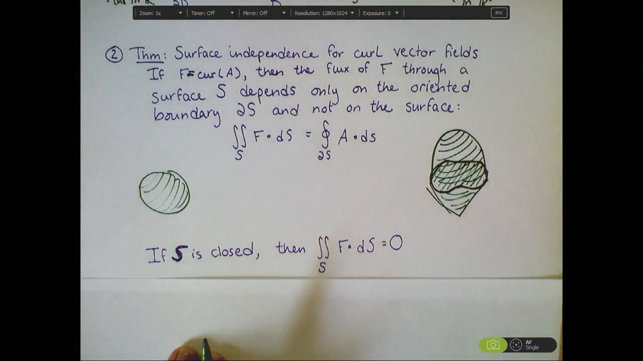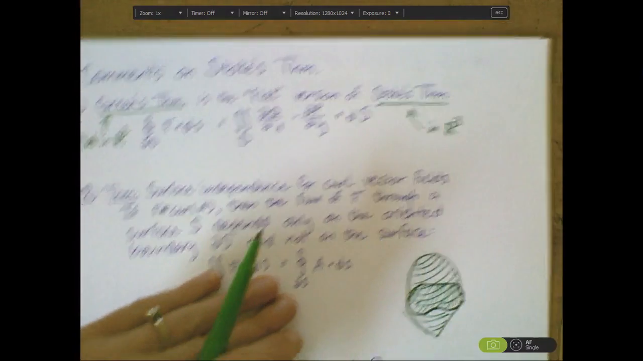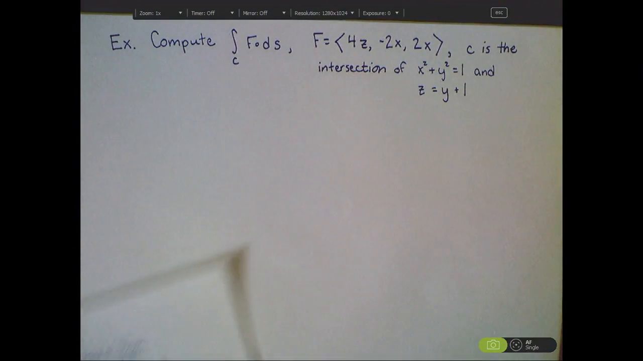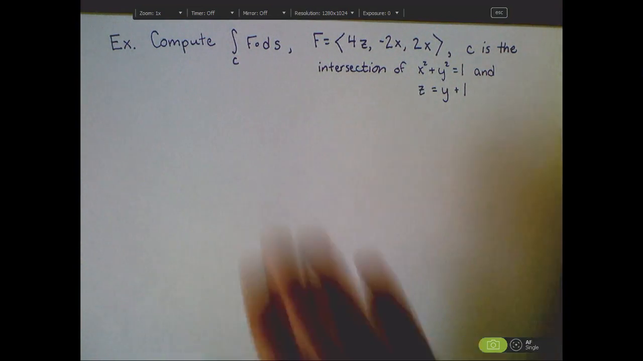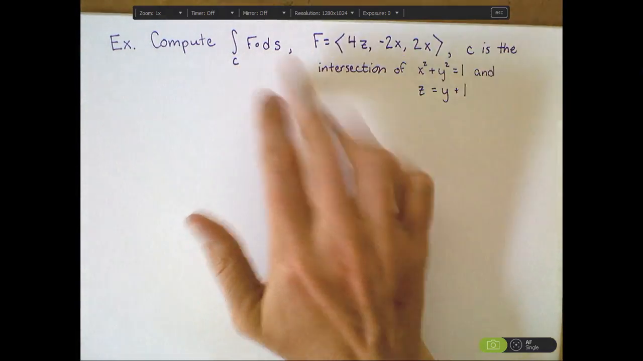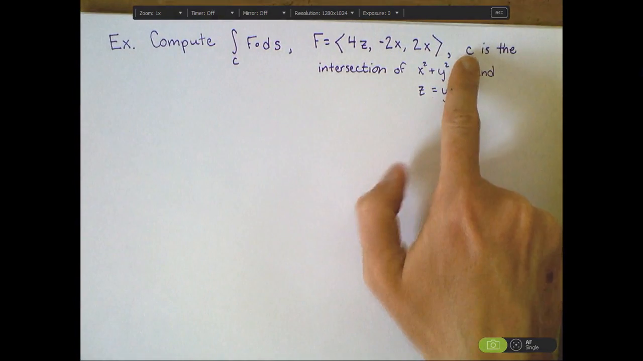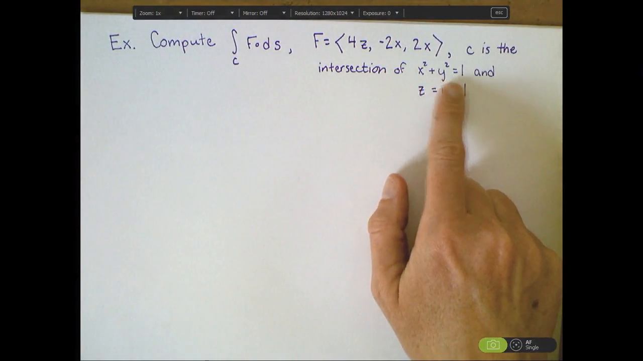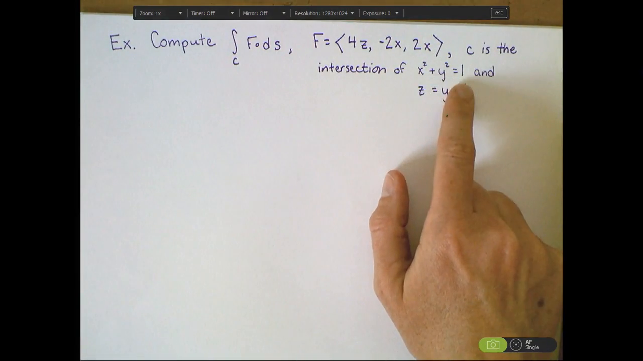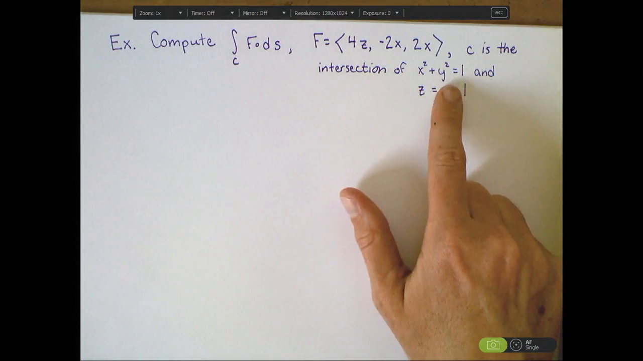All right, that's all of the theory that I want to do. Let's go ahead and see how Stokes' theorem works in an example. So I want to compute a vector line integral over this vector field where the boundary in this case is the intersection of this cylinder with this plane. The first thing that I want to do is draw a picture of this.